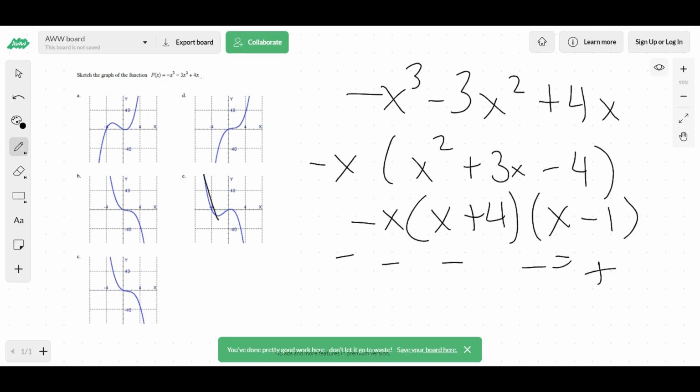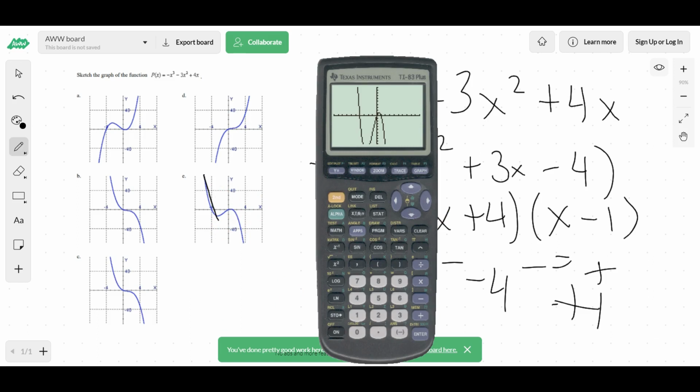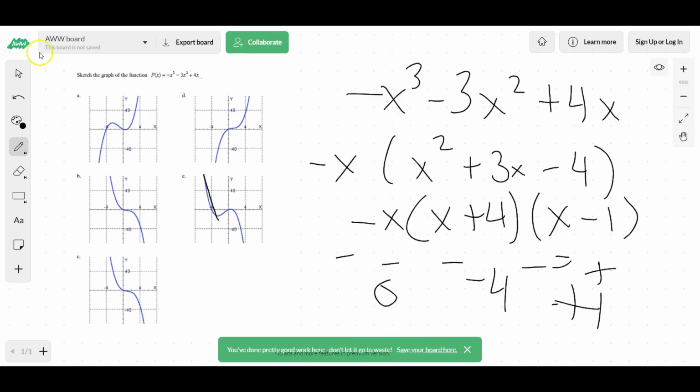So that's why this one started up. And then it should bounce at all those points, and if you could zoom in really close, you can see it hits the points -4, +1, and 0. So that's why it matches that one. But again, the easier way is to graph it on your calculator and see which one it matches. Let's try the next one.